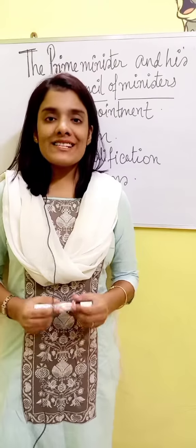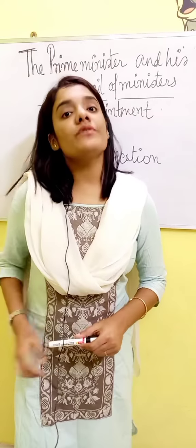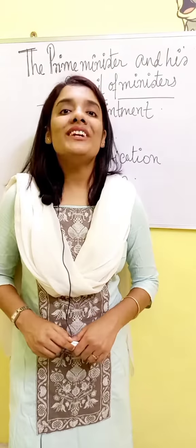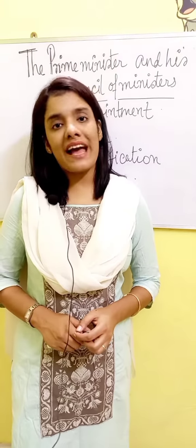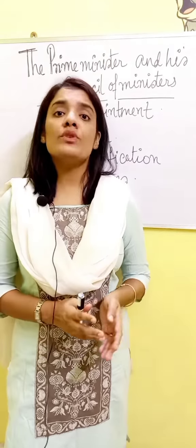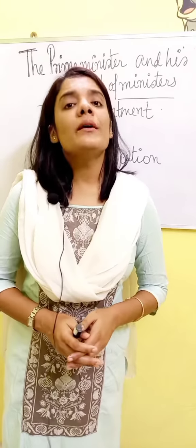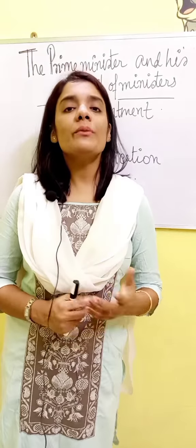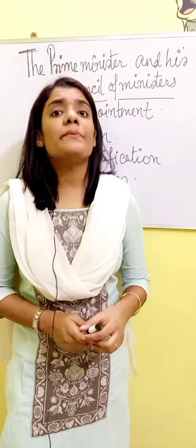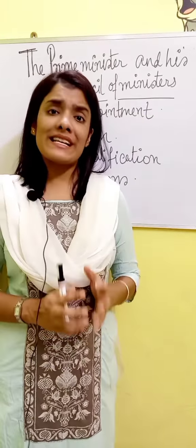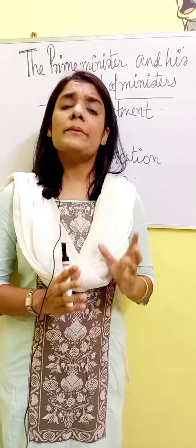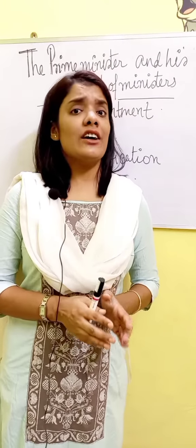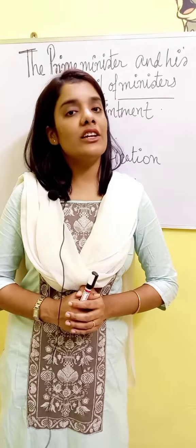The Prime Minister of India is the real executive of our country. Earlier I told you the difference between the nominal executive and the real executive. So the President was the nominal executive of our country, but the Prime Minister is the real executive. So what about the appointment of the Prime Minister? The Prime Minister is appointed by the President. He is the leader of the majority party in the Lok Sabha, and the leader of the majority party in the Lok Sabha is appointed as Prime Minister by the President.